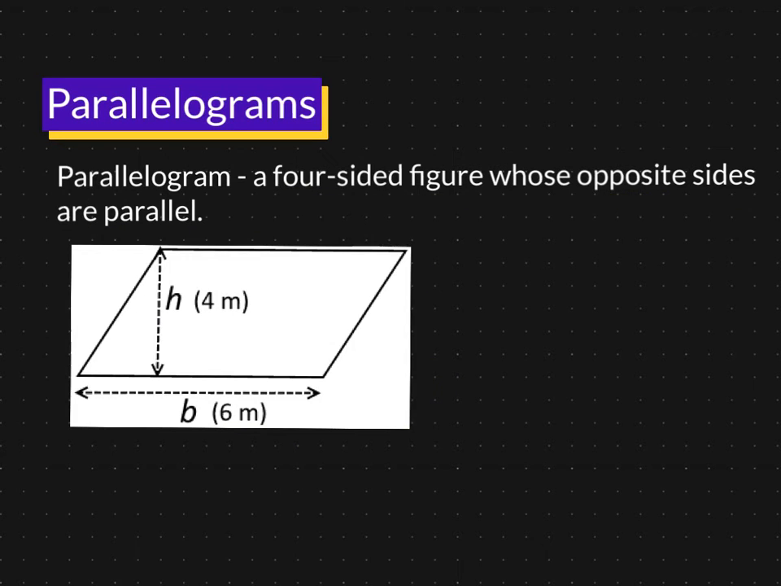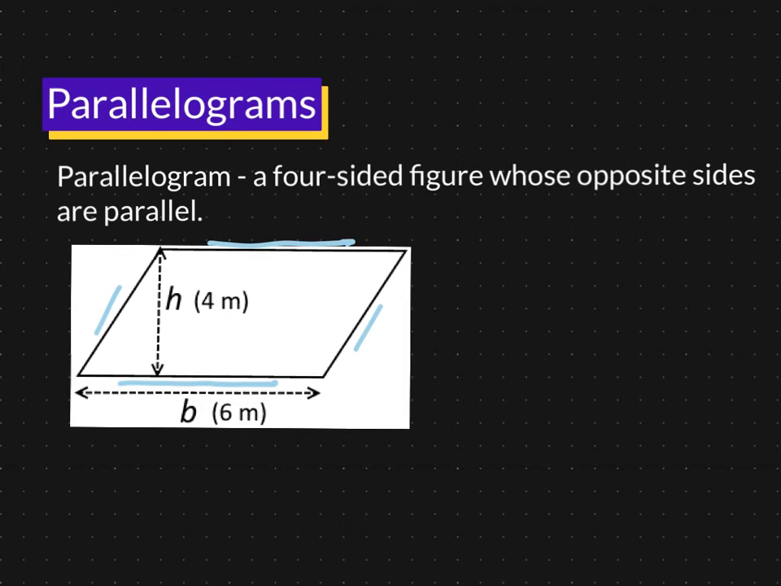Well, this figure is also a parallelogram. It's something like a rectangle, but you can see the sides are not at 90 degrees. This side and this side are opposite, and they would go on forever, and they are parallel. They'd never meet. And this side and this side are also parallel.